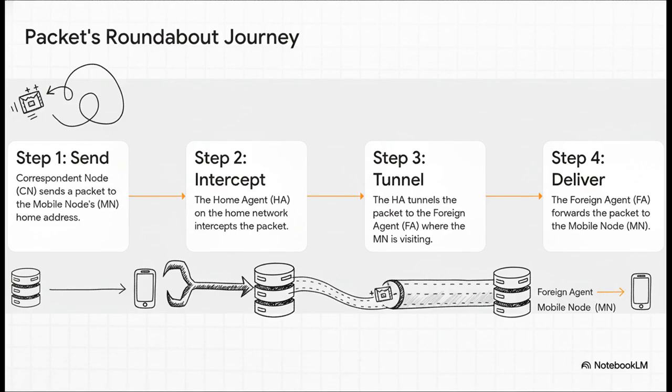So, step 1, a sender sends a packet to your permanent address. Step 2, your home agent, back home, intercepts it. Step 3, the home agent then tunnels that packet over to the foreign agent at your current location. And finally, at step 4, the foreign agent delivers it to you. You can almost see the detour taking shape, can't you?